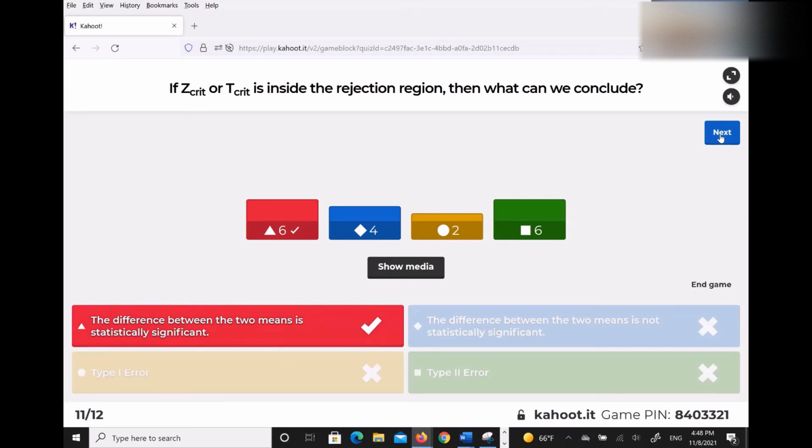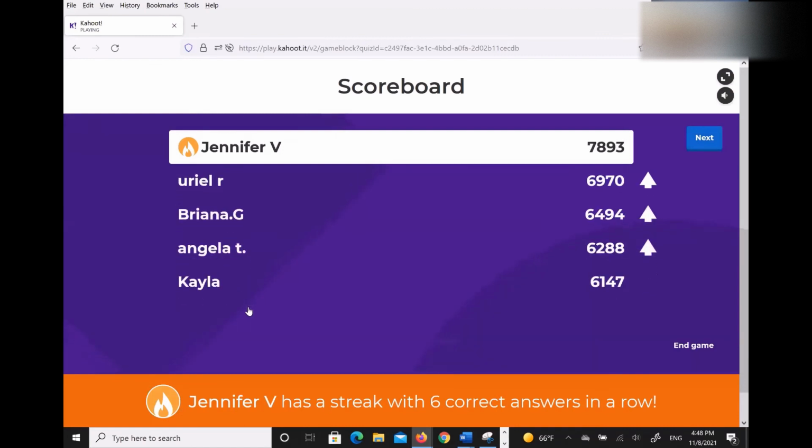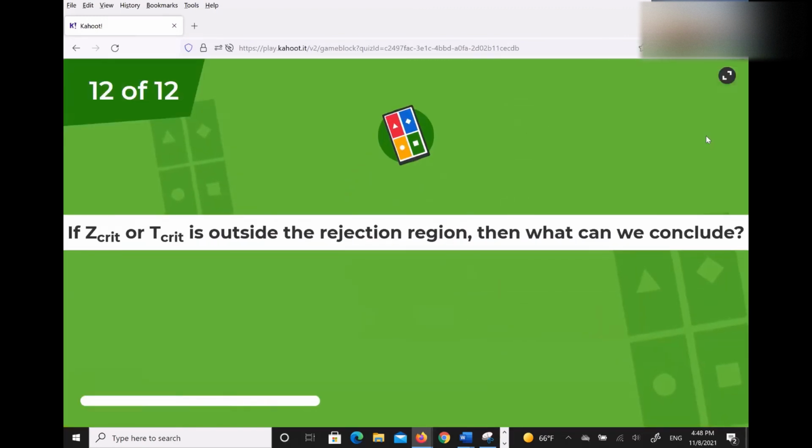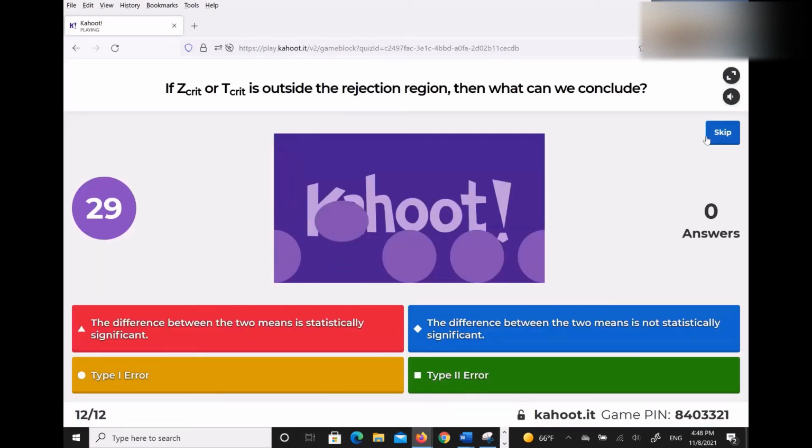When you support the alternative hypothesis, that means that there is a significant difference between the sample mean and the population mean. Okay, and later we will do some examples. Okay, Jennifer, Uriel, Brianna, Angela, Kayla. The last question.